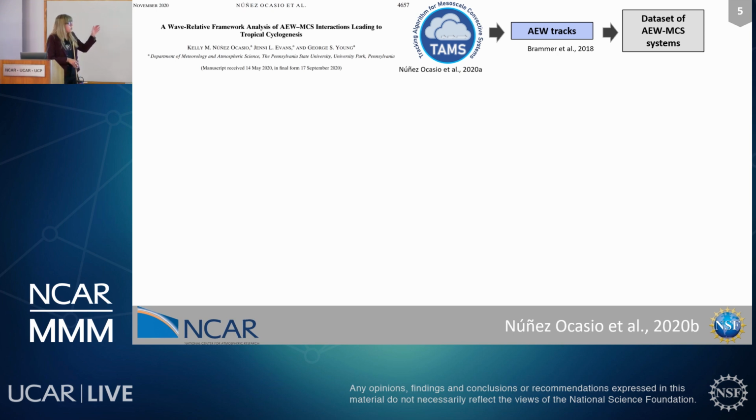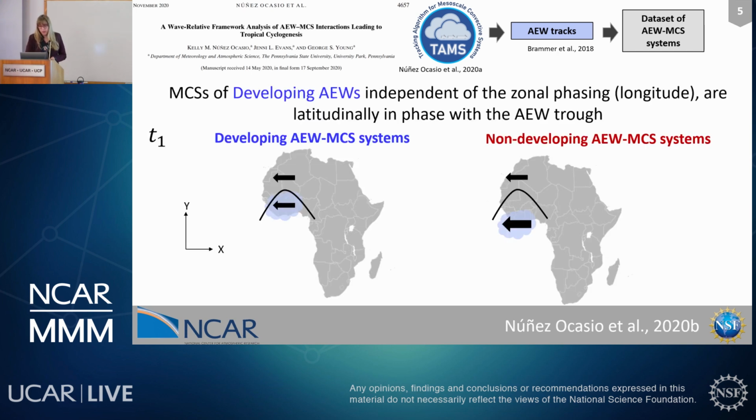And what we did, we took all of these MCS tracks and coupled them to an existing easterly wave track data set. Now, I won't go too much into the details, but the idea was to match each MCS, each convective system, to its associated African easterly wave. In that way, I can understand how the MCSs in a wave-relative framework differ with both types of easterly waves. I'll go over the results of this work with this diagram right here.